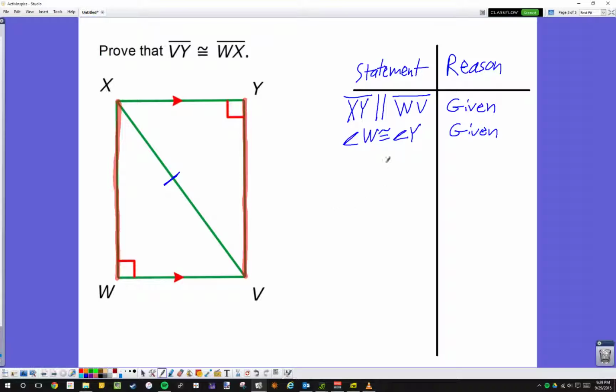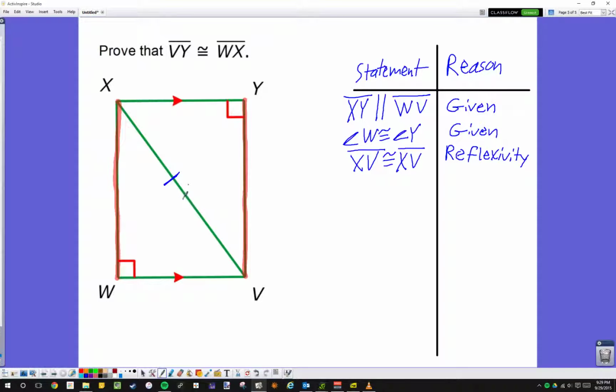So this would be XV. XV is congruent to itself. Sounds like a dumb statement, but we kind of need to make it here. And why we know that is that it's the same segment, or the fancy word that we use for that in mathematics is reflexivity. So reflexivity. That just means same as itself.